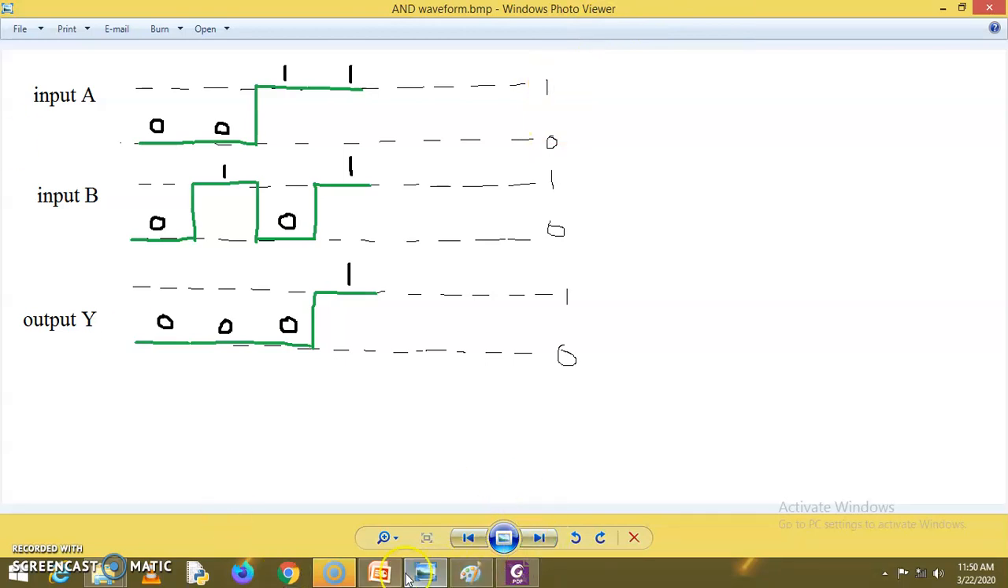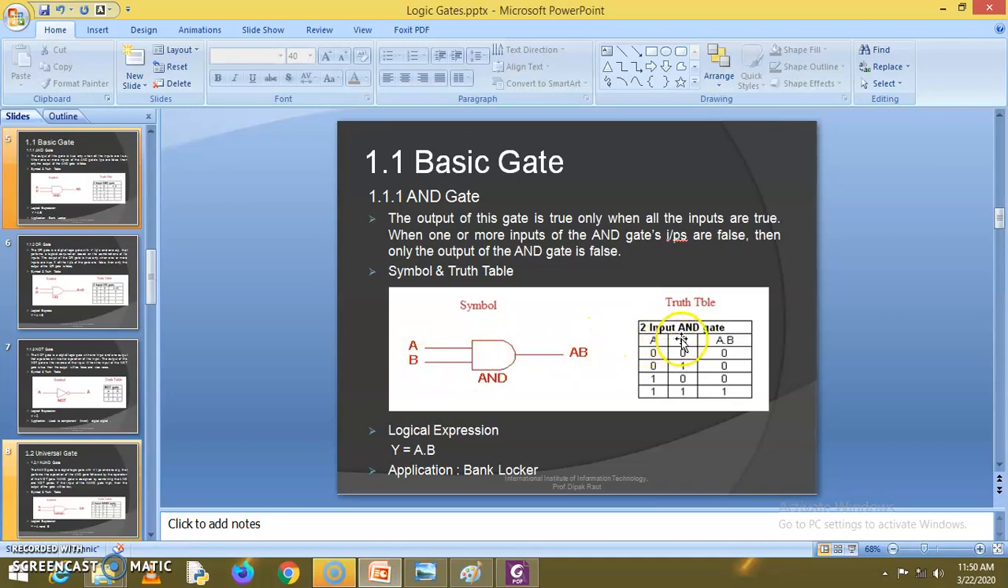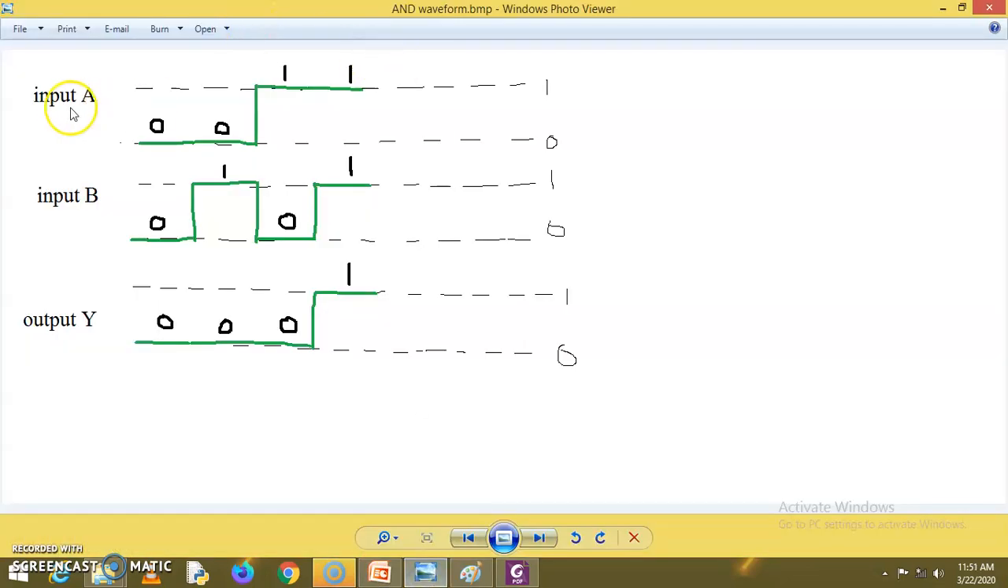So in our AND gate, there are two inputs. You can see the symbol as well as the truth table. A and B are the inputs, and Y is your output. Now in this diagram, you can see input A, input B, and output Y. So let's see how to draw the timing diagram for any gate here. First draw the dotted lines for the two logic levels 1 and 0 for all the signals, for all the inputs and outputs. So I have drawn the two logic levels for input A, input B, and output Y.